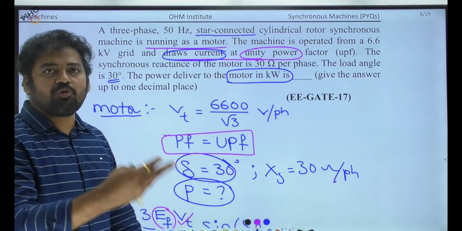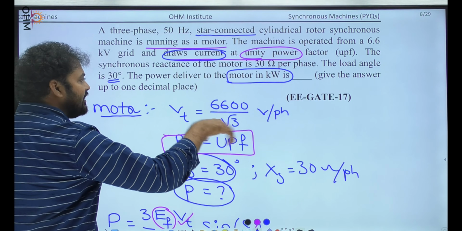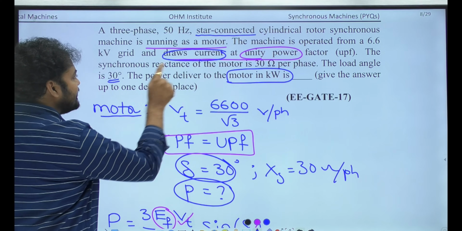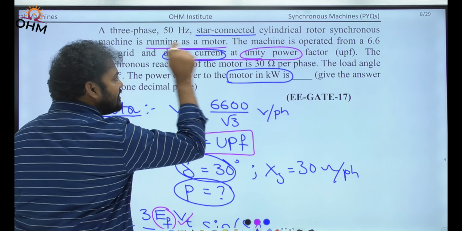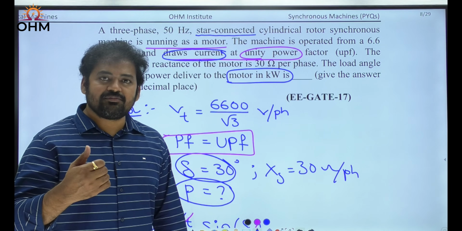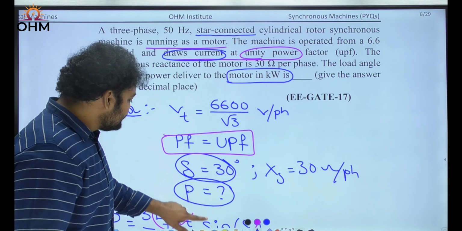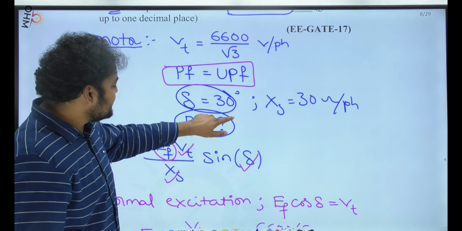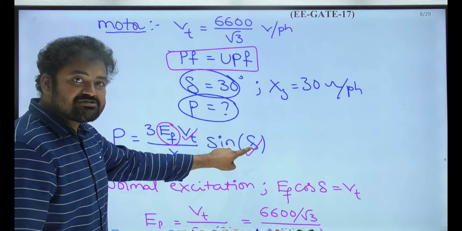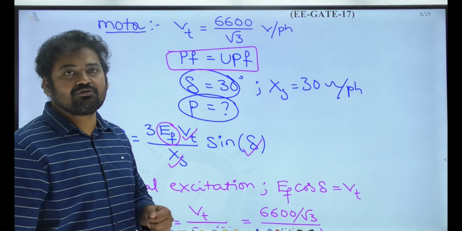If I wanted to modify the question, what I can do? I can give you the same model. Next time, I don't give you load angle. Instead of that, I will give you current magnitude. Suppose if current magnitude is available, but load angle is not available, then you cannot use this formula because delta is unknown. Delta becomes unknown, EF also becomes unknown. If two unknowns are there, you can't find out the answer.